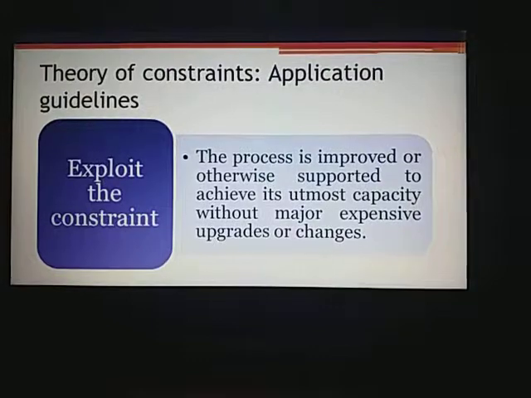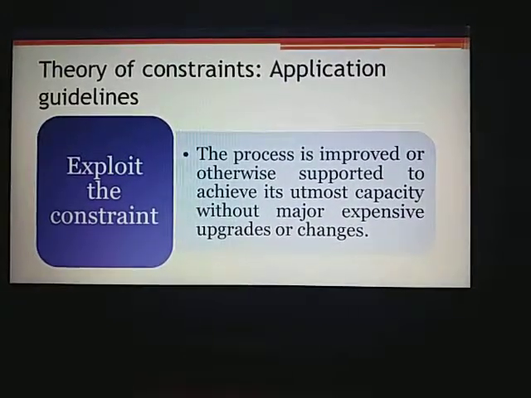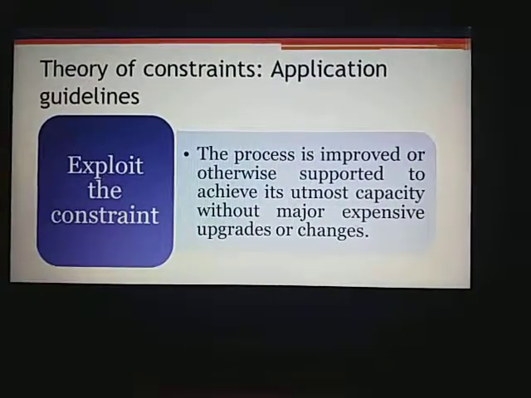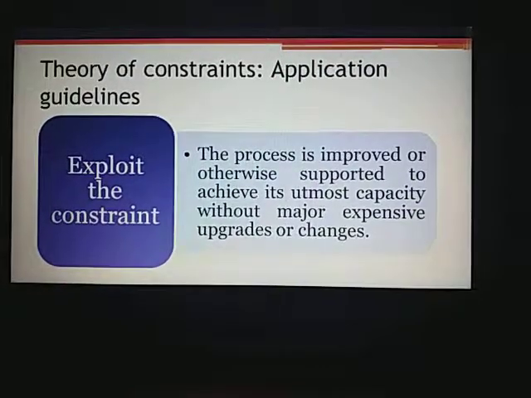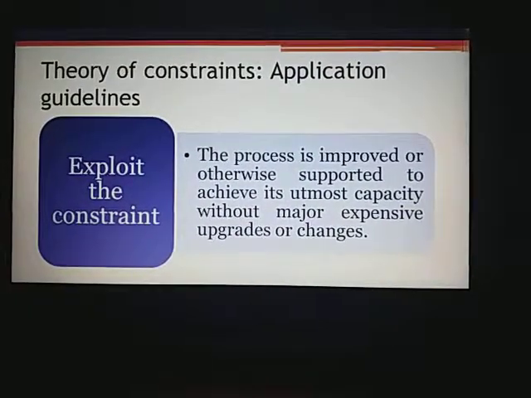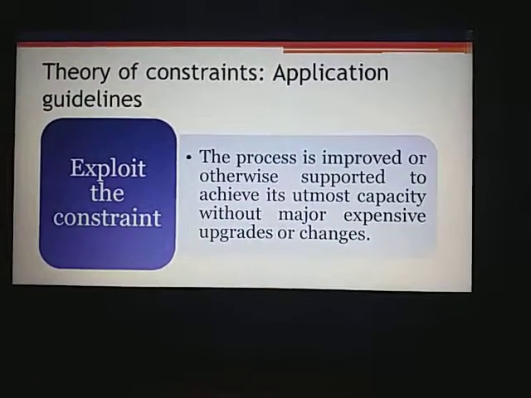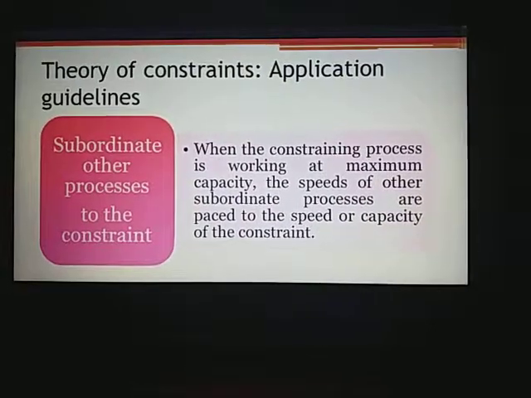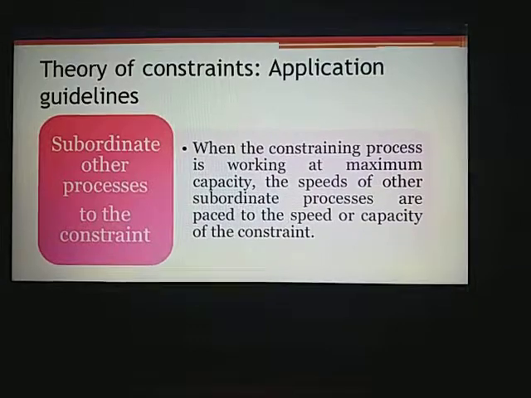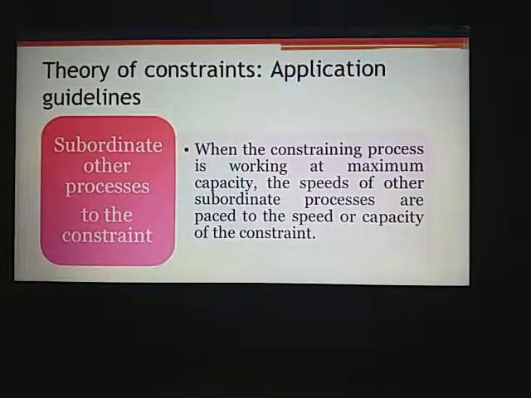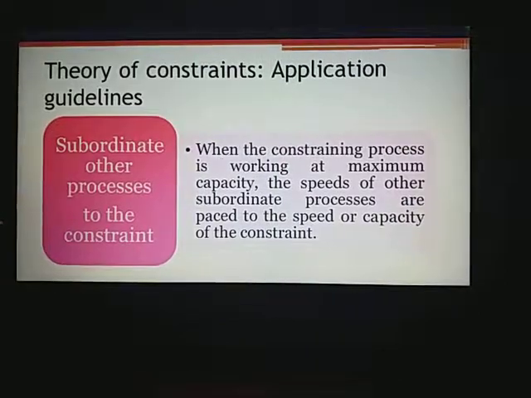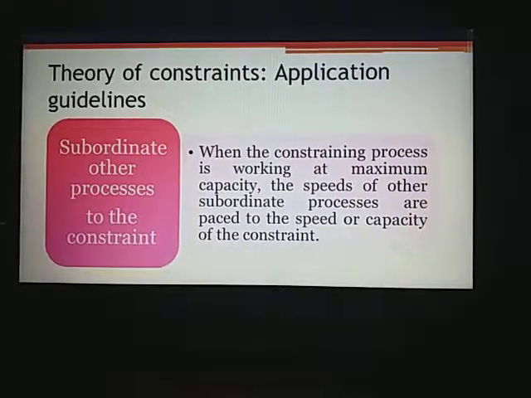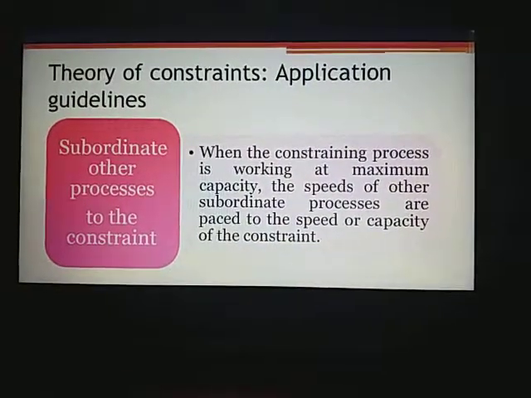Exploit. Once the constraint is identified, the process is improved or otherwise supported to achieve its utmost capacity without major expensive upgrades or changes. In other words, the constraint is exploited. Subordinate. When the constraining process is working at maximum capacity, the speed of other subordinate processes is based on the speed or capacity of the constraint. Some processes will sacrifice individual productivity for the benefit of the entire system.